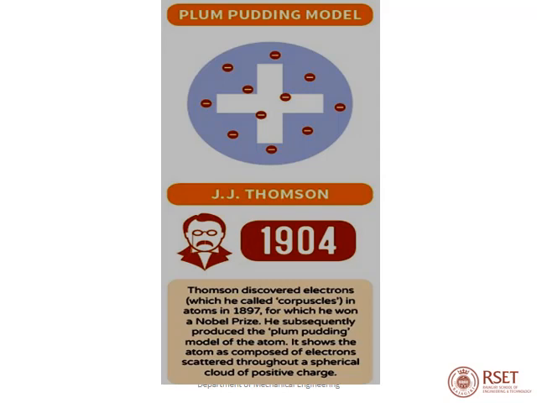In the second model, there is the plum pudding model that was discovered by J.J. Thomson, 1904. He discovered electrons, which he called corpuscles at that point of time, in atoms in 1897, for which he won a Nobel Prize. He subsequently produced the plum pudding model of the atom, which shows the atom is composed of electrons scattered throughout a spherical cloud of positive charge. So he understood there is a positive charge and a negative charge, and that the positive charge will be surrounded with the negatively charged particles.